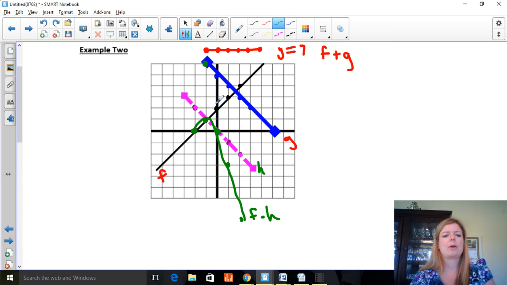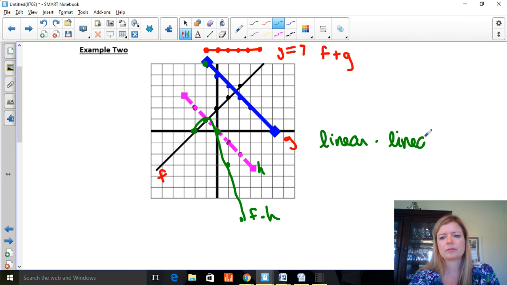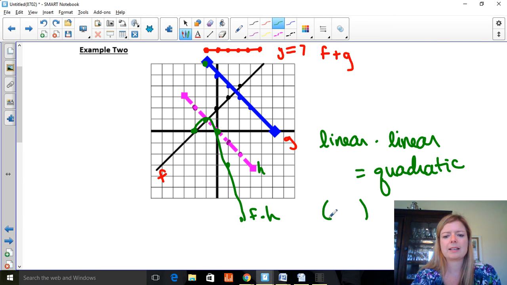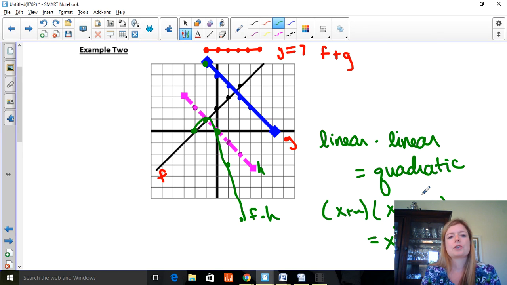Now, think about why it makes sense that a linear times a linear would give you a quadratic. Okay, that's because when you're multiplying something with an x in it, plus whatever number, and you're multiplying something else with an x in it times whatever number, your result will include an x squared plus whatever x's plus whatever numbers. Okay, so when you combine functions, these are the things to think about.